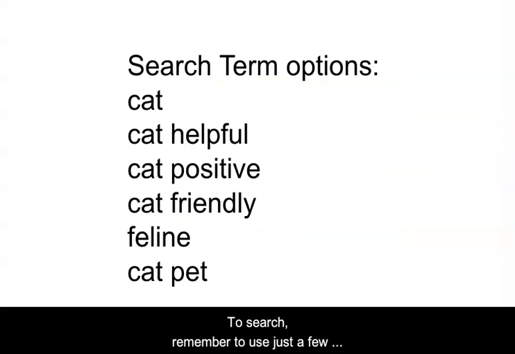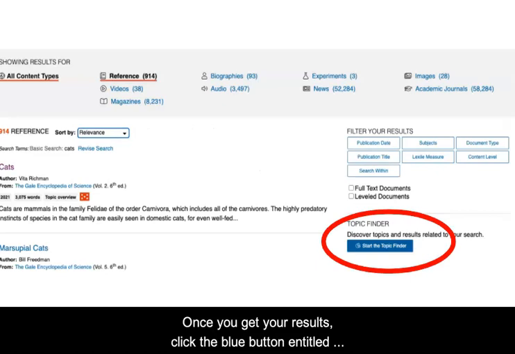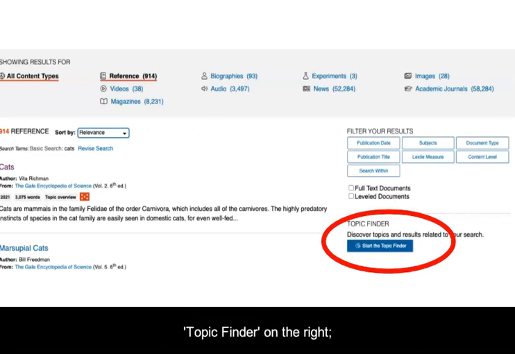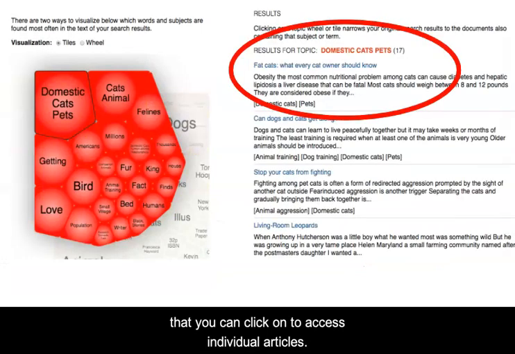To search, remember to use just a few keywords related to your topic, but not full questions. Once you get your results, click the blue button entitled Topic Finder on the right. This will generate a beautiful grid of subtopics that you can click on to access individual articles.